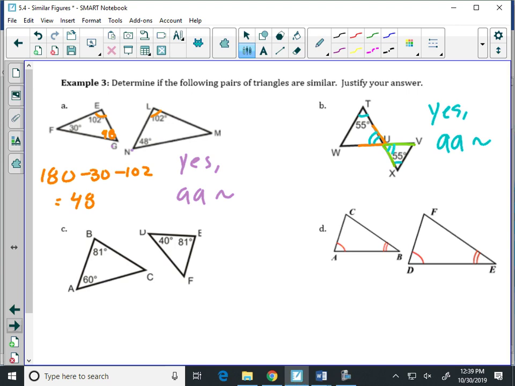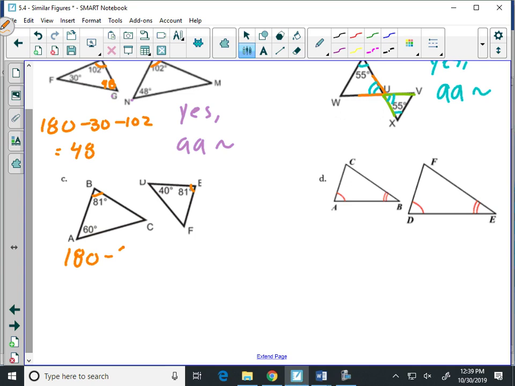Let's take a look at C. C is very similar to A. I see that B and E are congruent. We need to figure out the other angles to see if they match up or not. Again, how are we going to find the measure of angle C? Subtract them from 180. 180 minus 81 minus 60. What do we get? Does that match up? No.